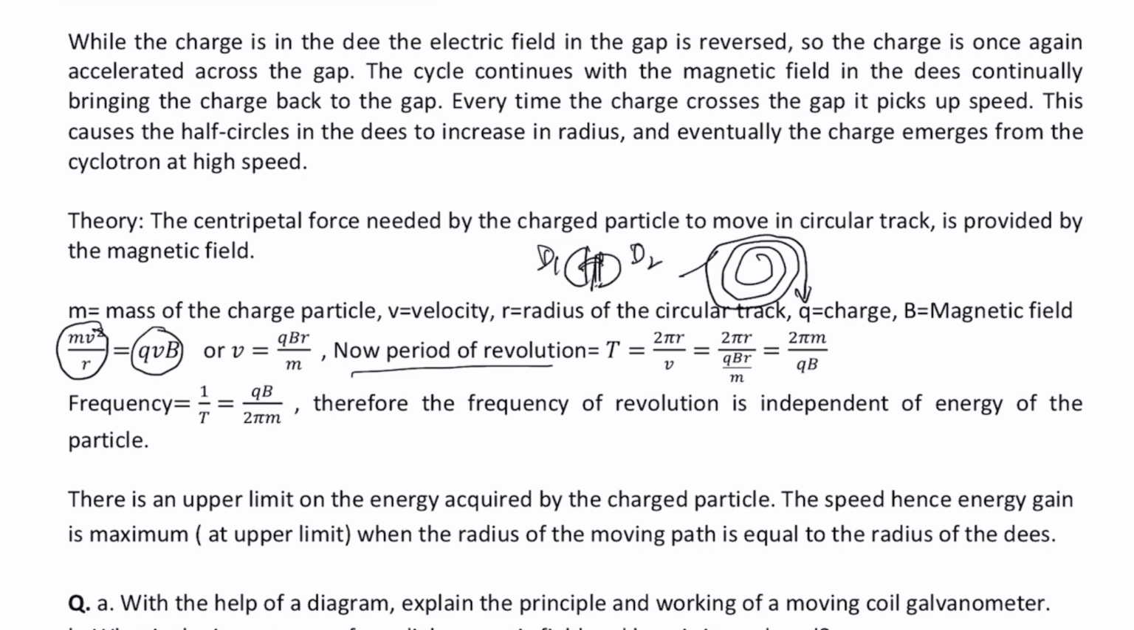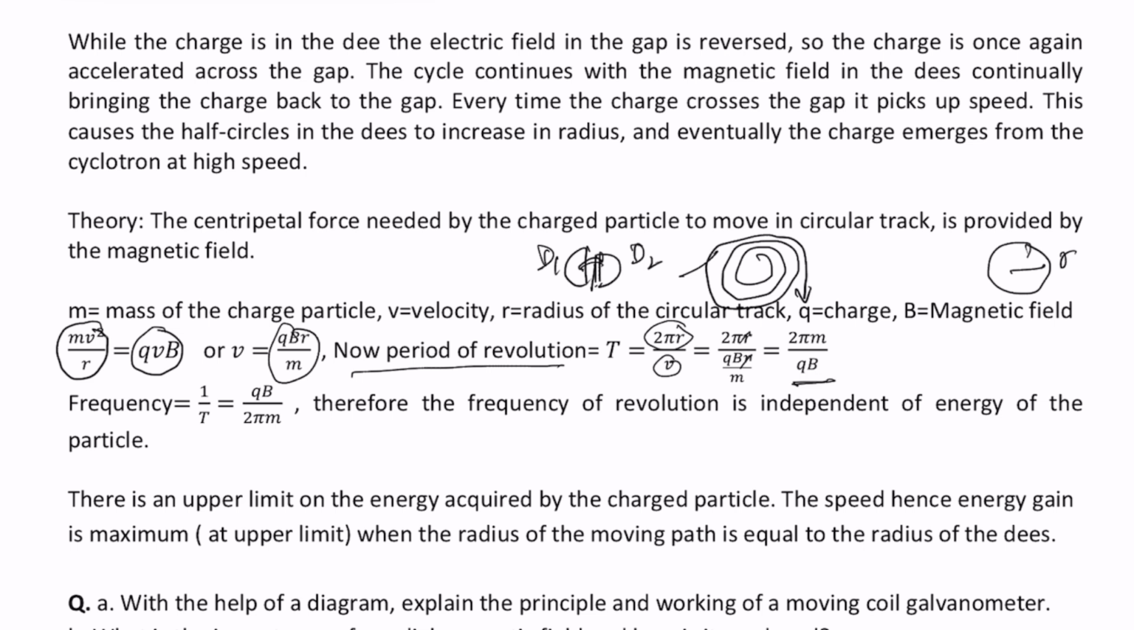Now the period of revolution is equal to 2 pi r. Suppose at any instant the radius is r. So what is the time period? What is the time taken to rotate in 2 pi r? 2 pi r is the total length of the boundary divided by velocity is the time period. So it is 2 pi r, and velocity is equal to, we know, QB r by m. So one of the r cancels out. So it is 2 pi m by QB.